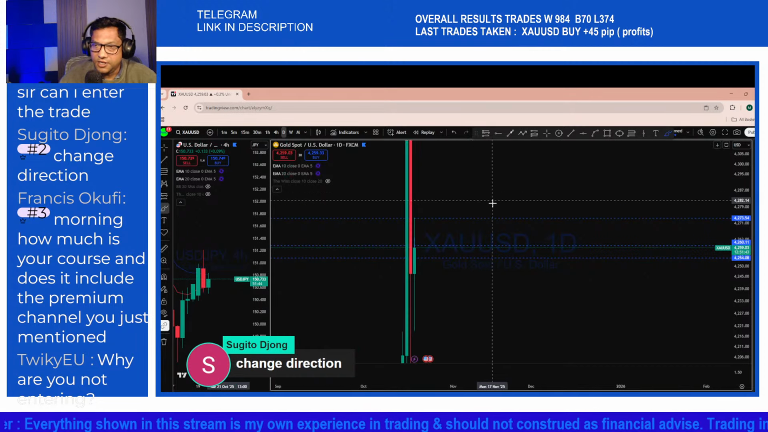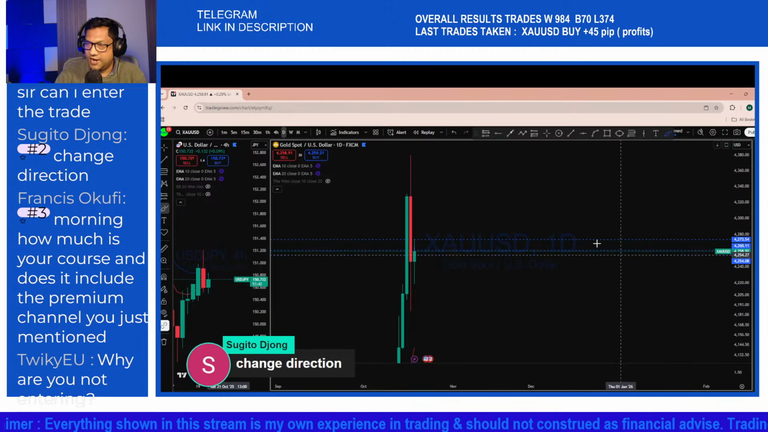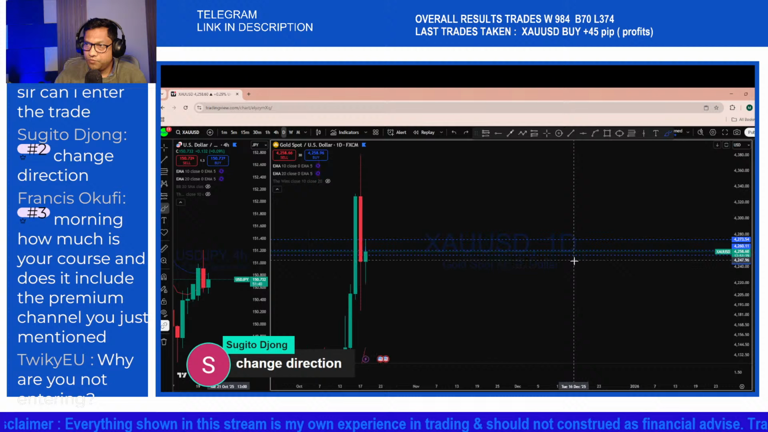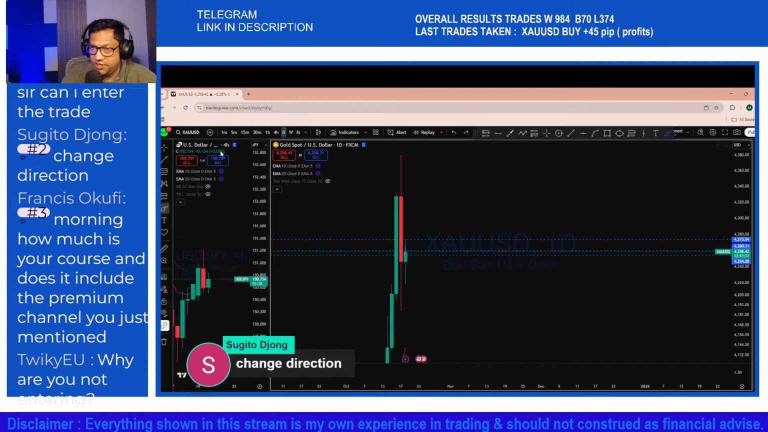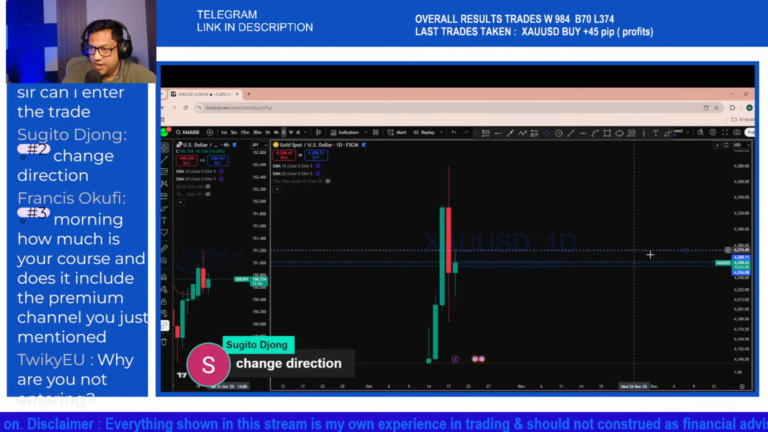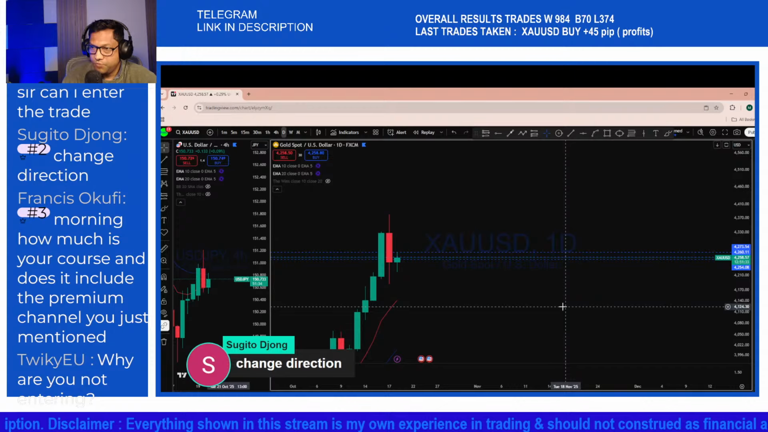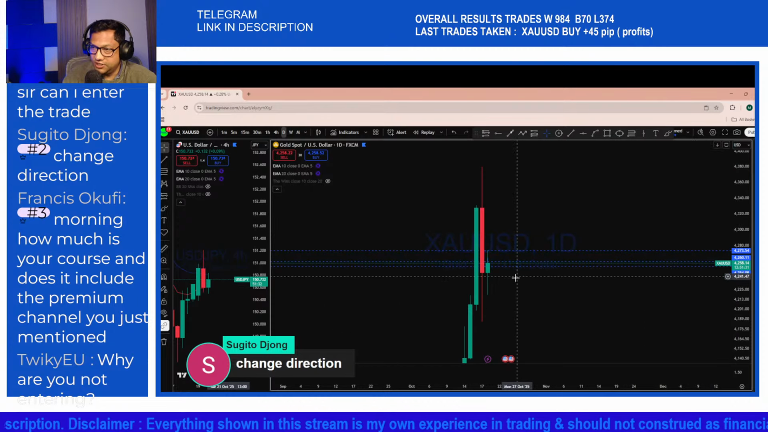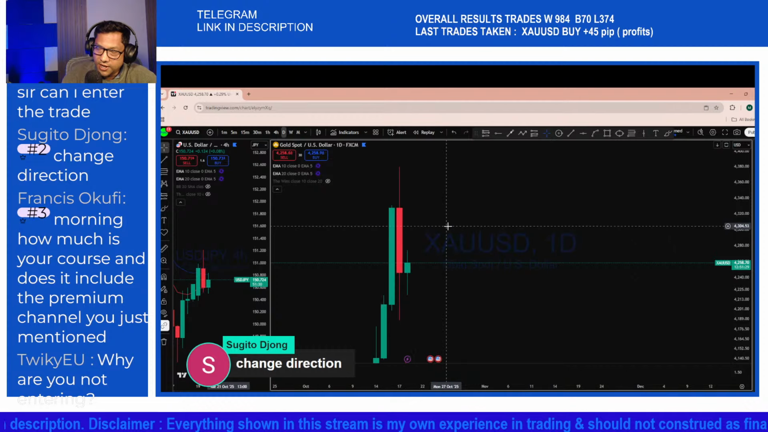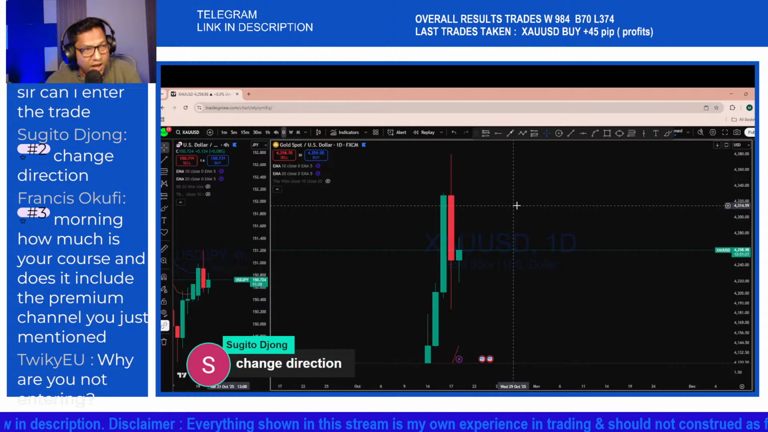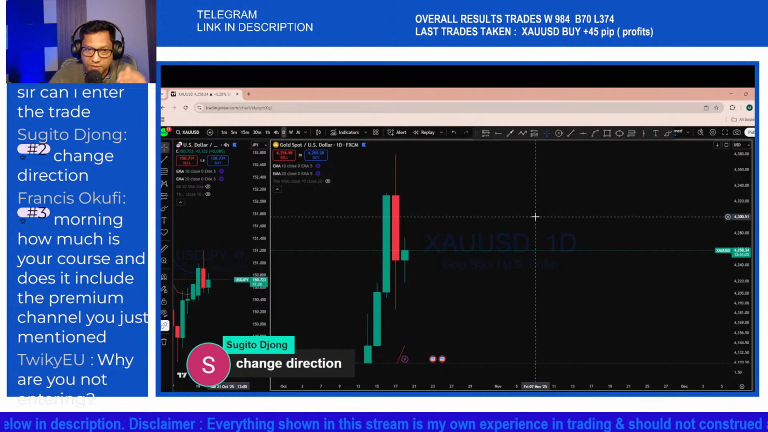The key here is to look for a market that is trending, with a high probability that the price will go back again in the direction of the trend. So if you look, again, a new market structure has been created. I'm refreshing.